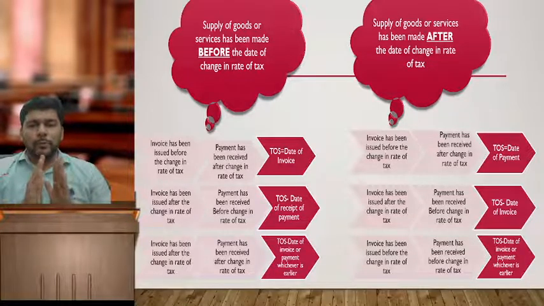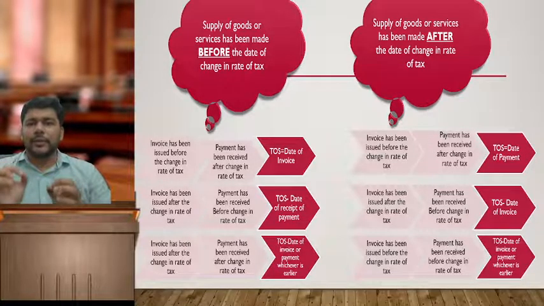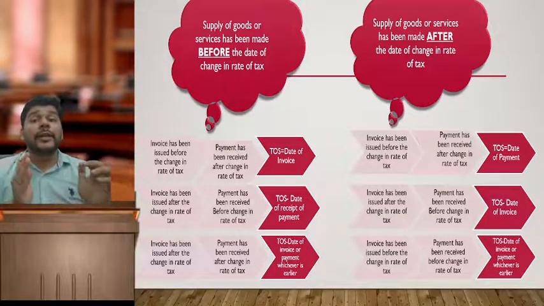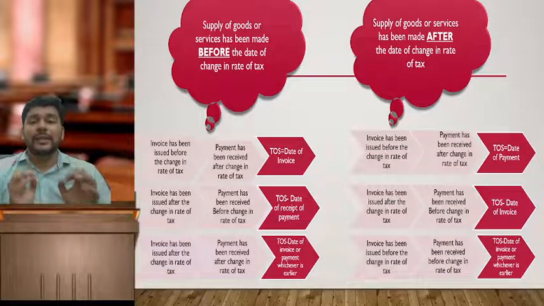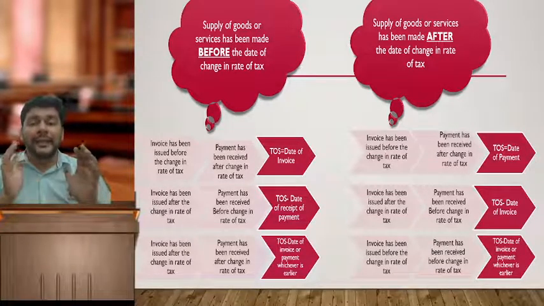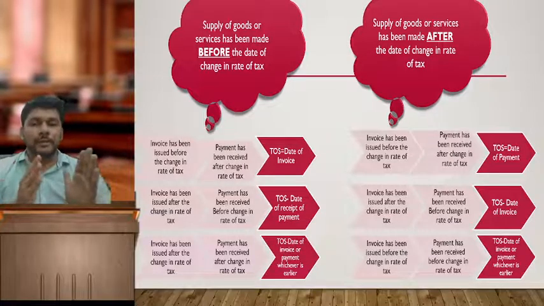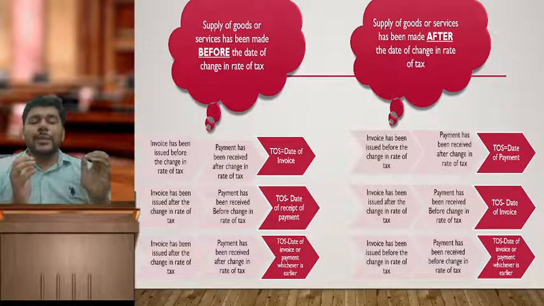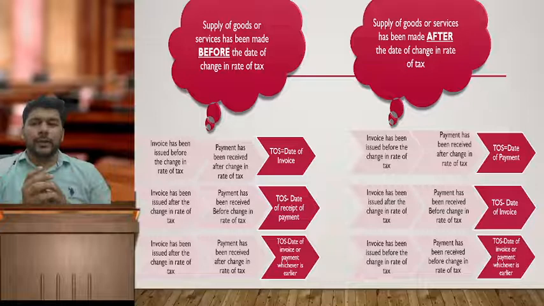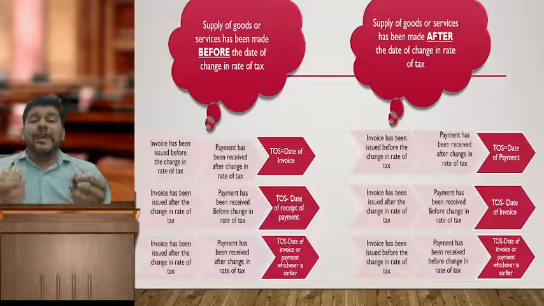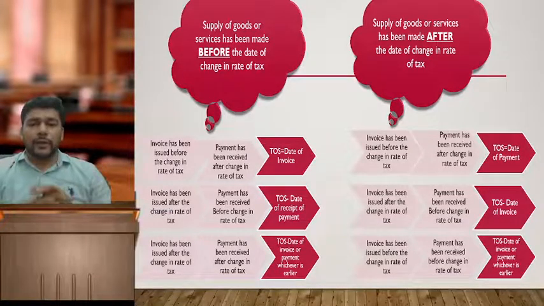So I'm now going to keep one base constant: the change in effective rate of tax date is 18th July, and my supply has already taken place before 18th of July, which means my taxable event has already taken place before 18th of July. In the light of this background, we will see if the invoice has been issued before the change in effective rate of tax, the payment has been received after the change in effective rate of tax.